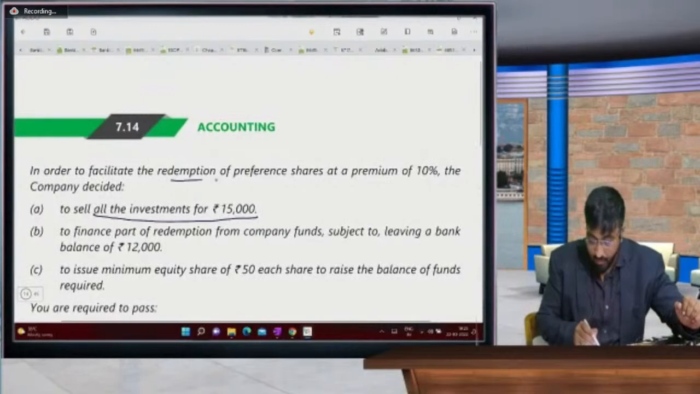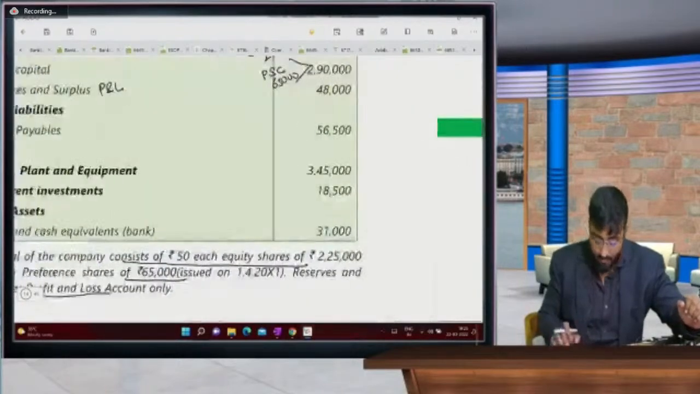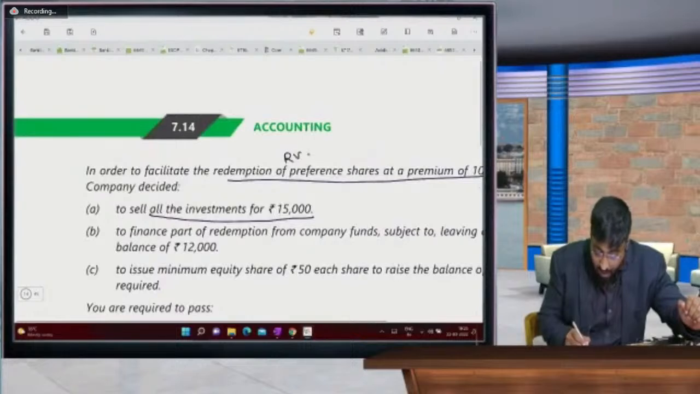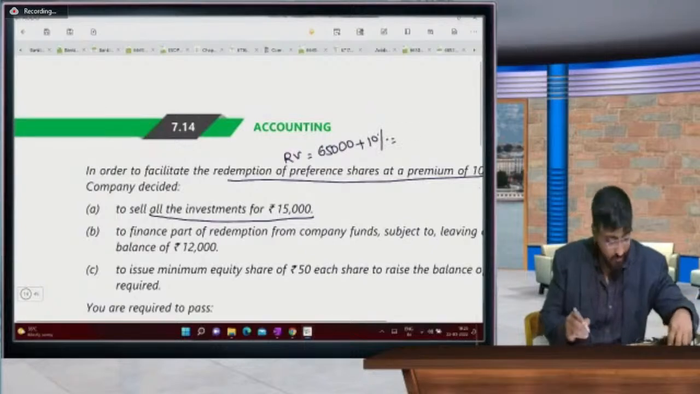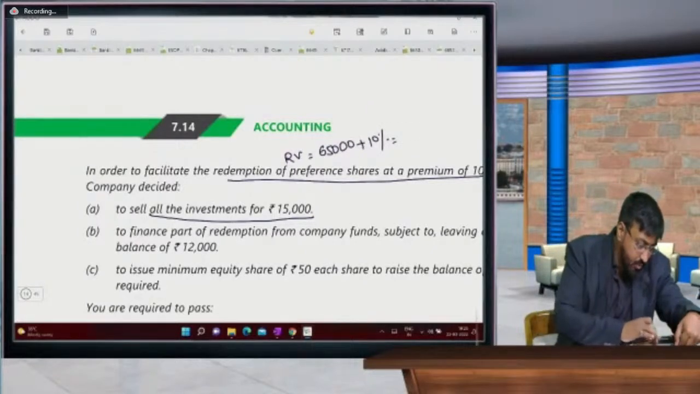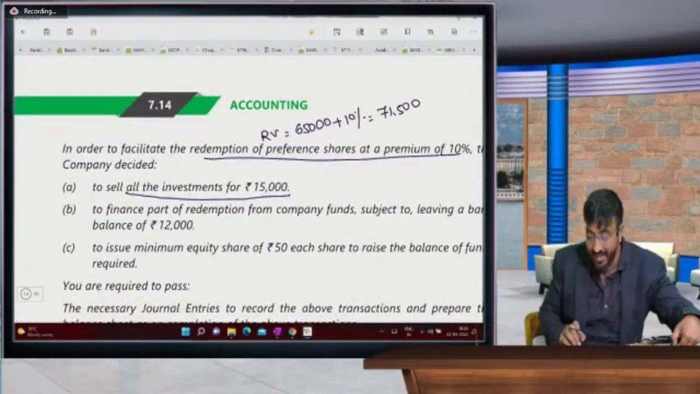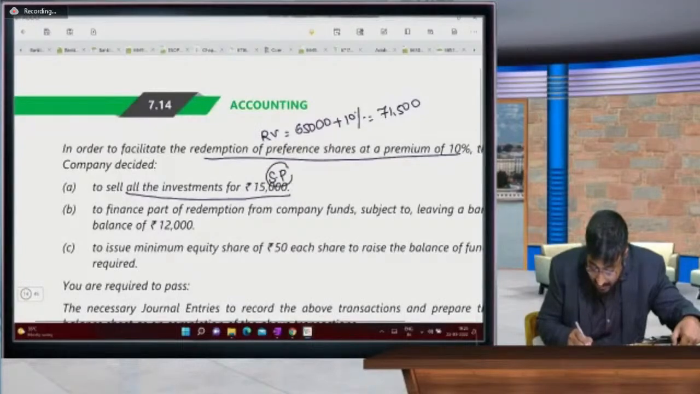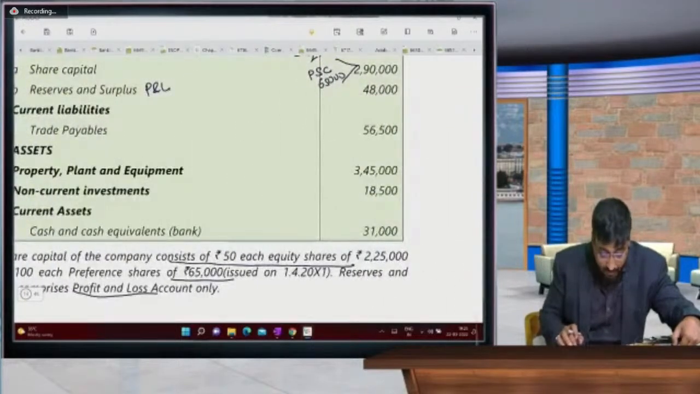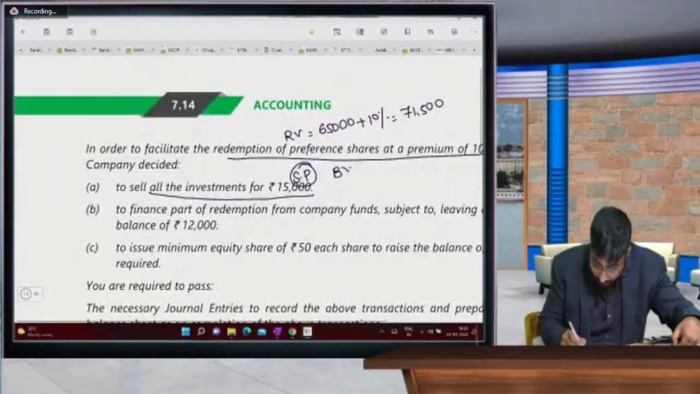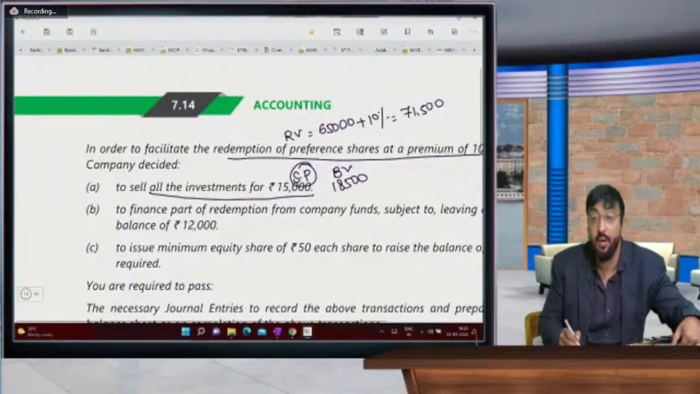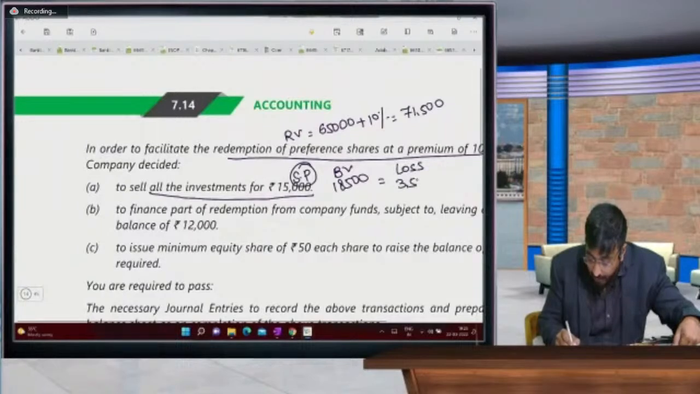Redemption of preference shares at a premium of 10%. So beta, what is the redeemable value? Write down 65,000 plus 10%, 71,500. To sell investment for 15,000. Now this is a selling price. What is the book value of investment? 18,500. See beta, having investment of 18,500 sold for 15,000, it means a loss of 3,500.